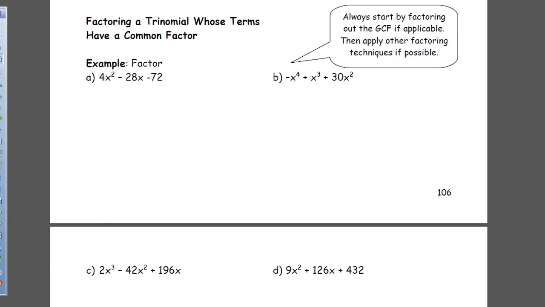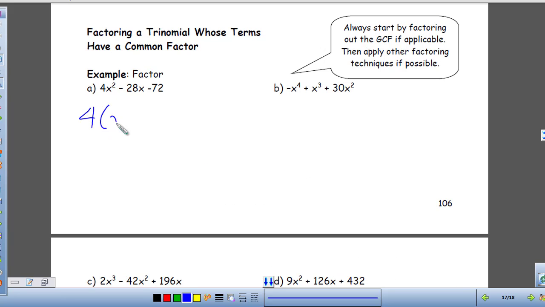Factoring a trinomial whose terms have a common factor. We always, always, always want to try to factor out the greatest common factor first. So when I look at A, what do they have in common? 4. So I can factor out 4. I'm left with x squared minus 7x minus 18.